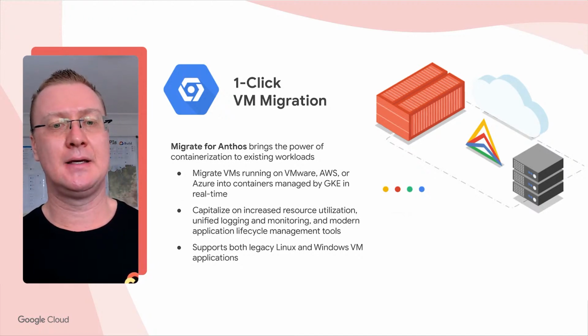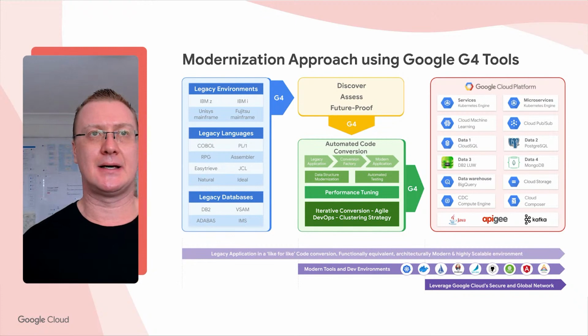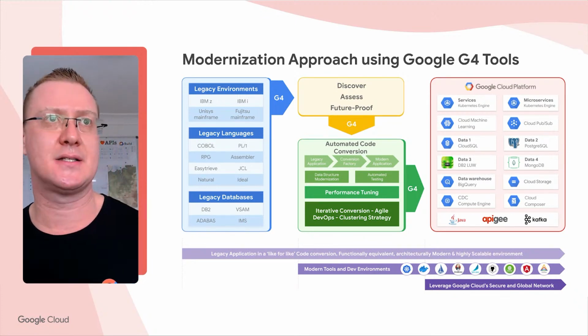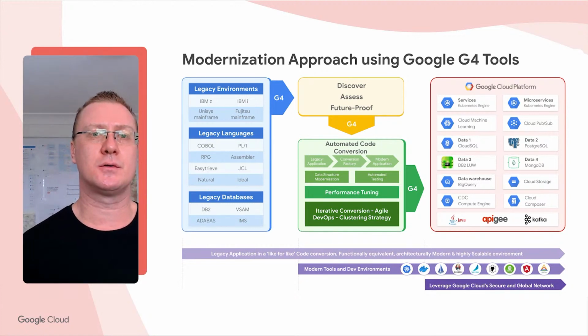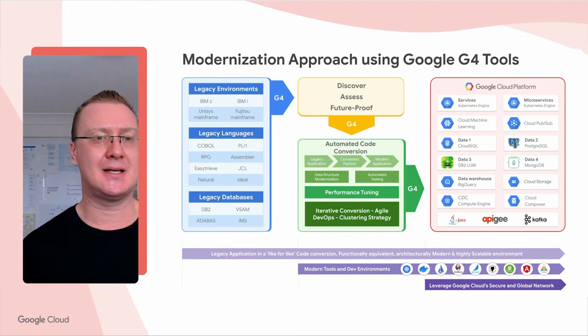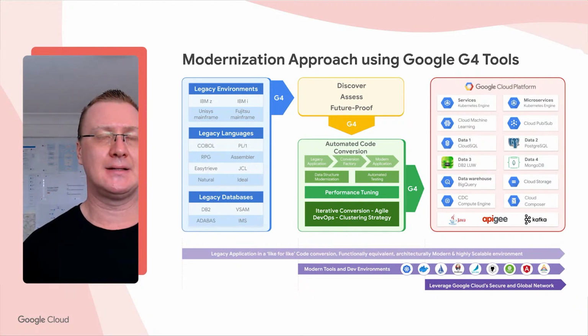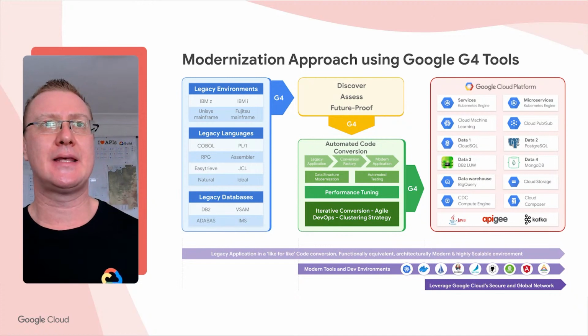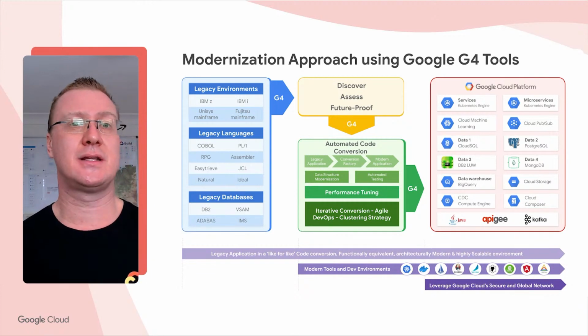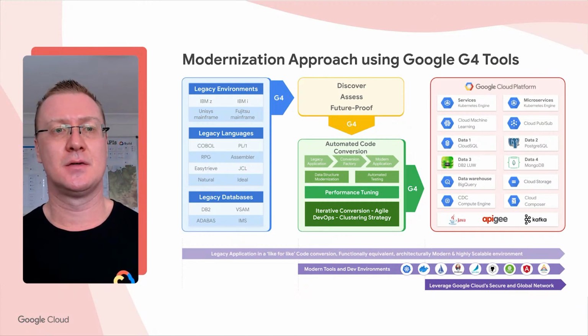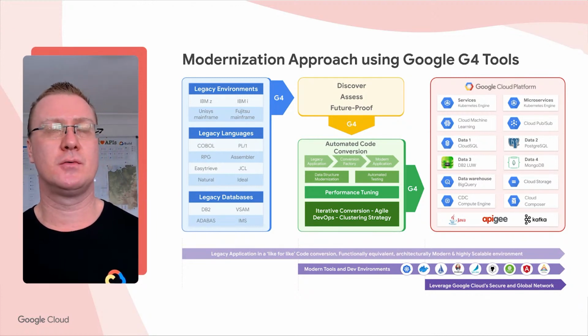Now, let's just say you've got some legacy code, and you'd like to take that code and modernize the code itself. We have a modernization approach using Google G4 tools that can help analyze some of that legacy code that you might have running. It might be a COBOL-based application or RPG, assembly, JCL, EasyTrieve. Now we can analyze that code and then give you a view on how much of that we can automate to a modern language, maybe like Java, which can then run on top of Kubernetes. So this is all available to review, discover, assess, and future-proof your environment.